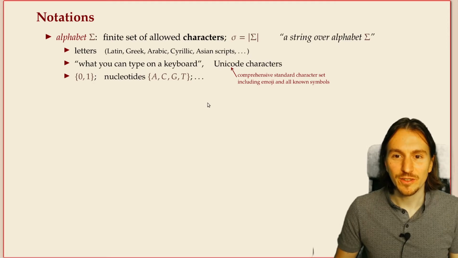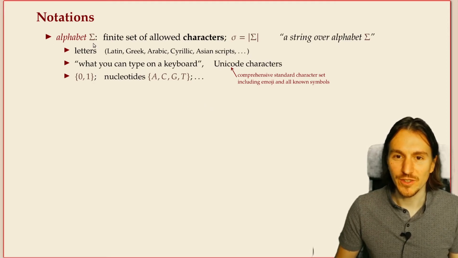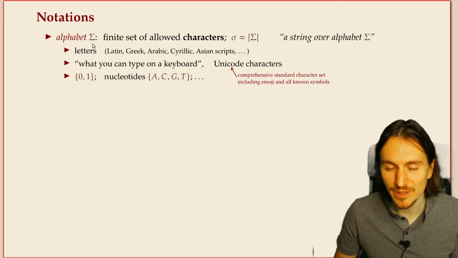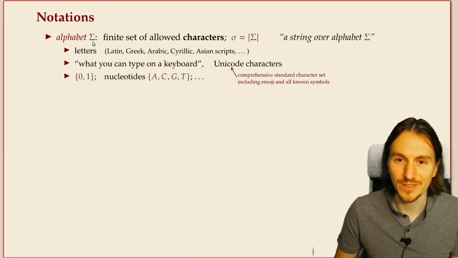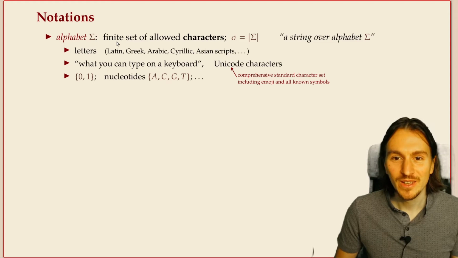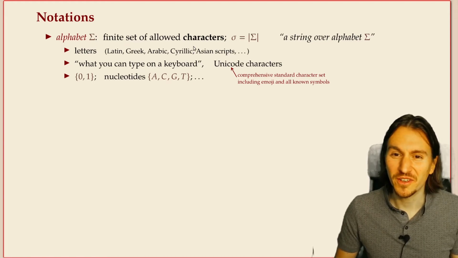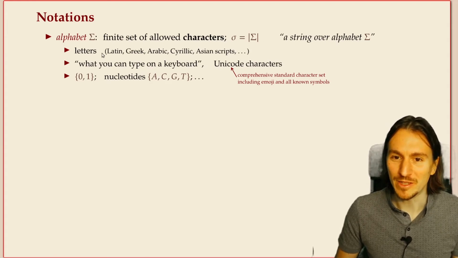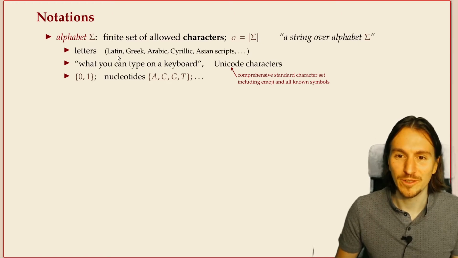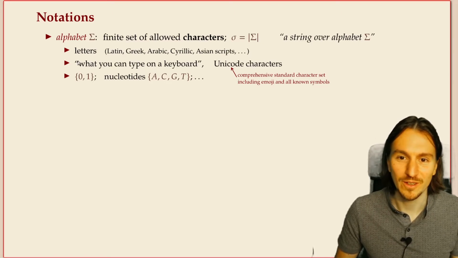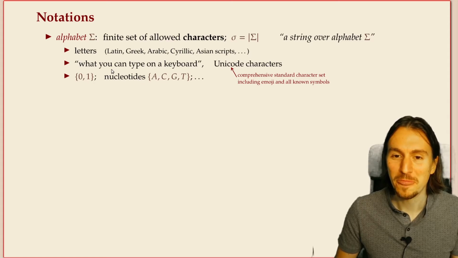So here's my notation for strings. We have an alphabet, and that's conventionally called sigma. The capital sigma looks like the sum sign, but it's the letter sigma in the Greek alphabet. It's any finite set of characters, and a character can be really a lot. Usually we think of them as letters in some alphabet, maybe the Latin alphabet that we are used to, but it could be any other natural language alphabet.